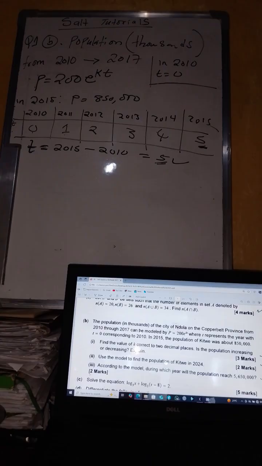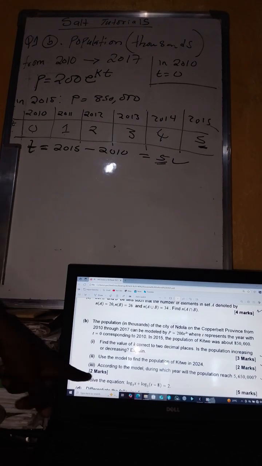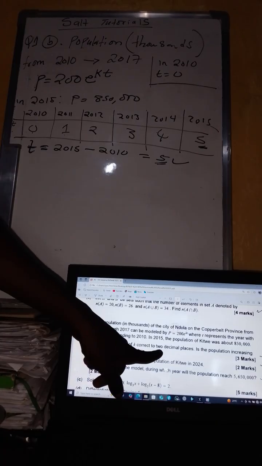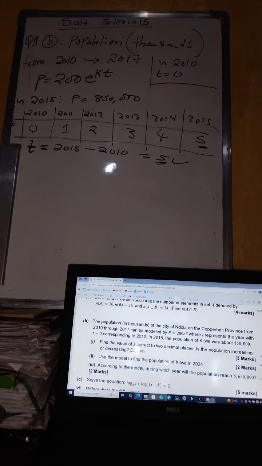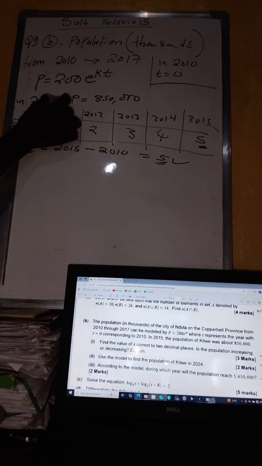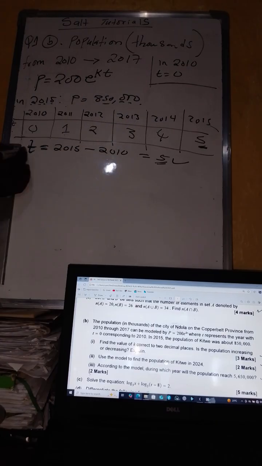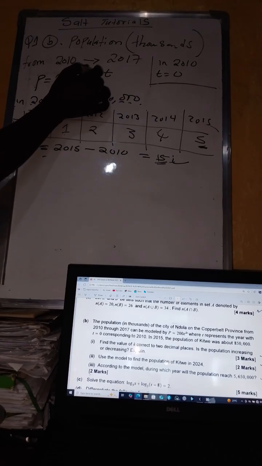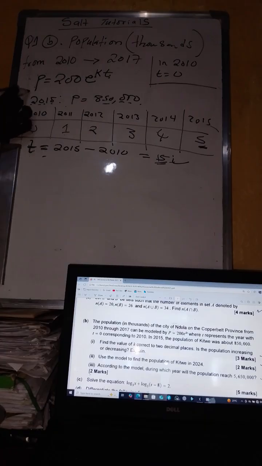So what is this information helping me to do? Helping me to find the value of k. Remember, what is the first question saying in this statement? Use the model. Find the value of k correct to 2 decimal places. We are finding the value of k correct to 2 decimal places. So it means we are using the information for 2015. In 2015, this is our population, and this is our t value. Then we will be able to replace the t value, replace the p value, and find k. So this is what we are going to do.